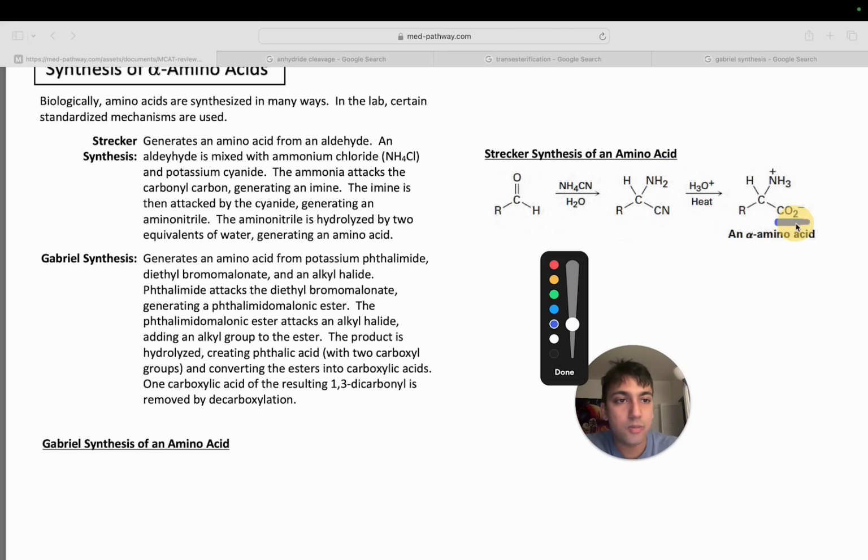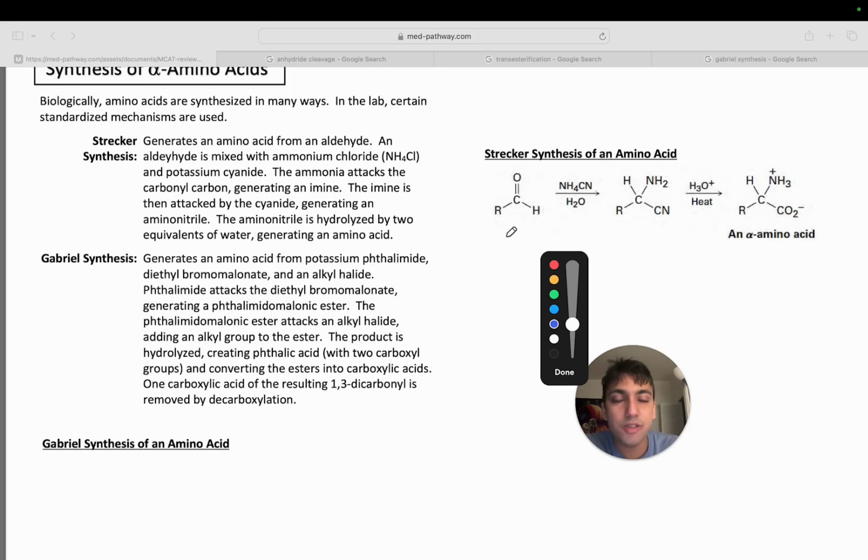And this is a carboxylic acid. I misspoke, not carbon dioxide, carboxylic acid. And you can see here, this is what an amino acid is. This is a carbon attached to an R group, and this is that center carbon, the chiral carbon, and it's attached to one amino group and one carboxylic acid group.